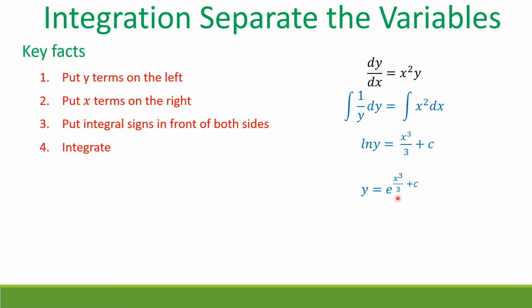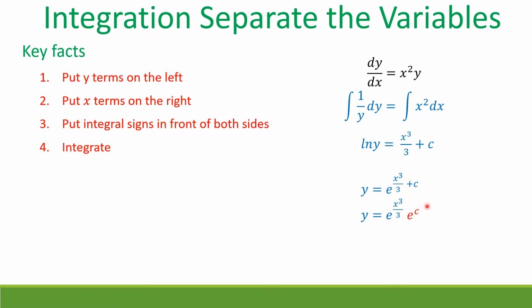Now from here, I can use the rules of indices. Now x to the power of a times by x to the power of b is the same as x to the power of a plus b. So I can separate this out to be e to the power of x cubed over 3 times by e to the power of c, because when I add these powers together, that is the rules of indices that we have done at GCSE. So x to the a times by x to the b, x to the a plus b. You can just separate it out going backwards.